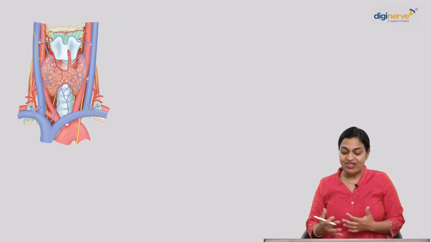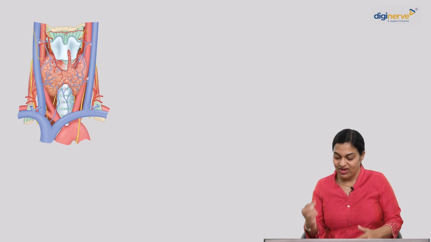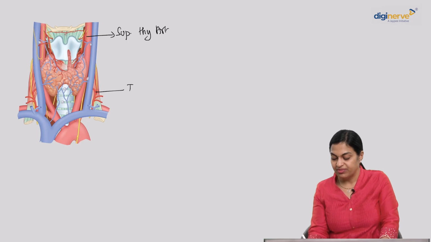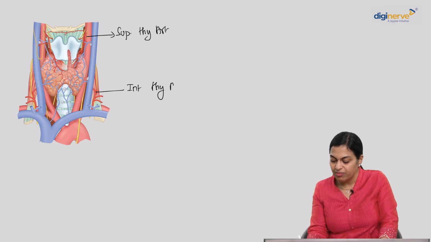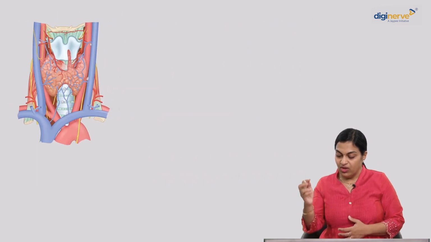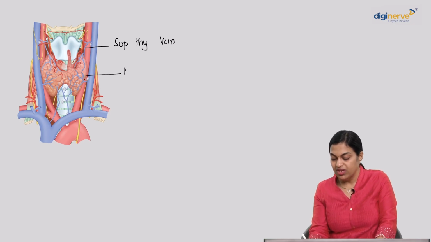Blood supply of thyroid is very important. It's a highly vascular endocrine gland, isn't it? So the blood supply to the thyroid, as I told you, comes from the superior thyroid artery and the inferior thyroid artery. We have seen what nerves accompany it, and what they are branches of. Coming to the veins, we have the superior thyroid vein, this will be the middle thyroid vein, and this will be the inferior thyroid vein.